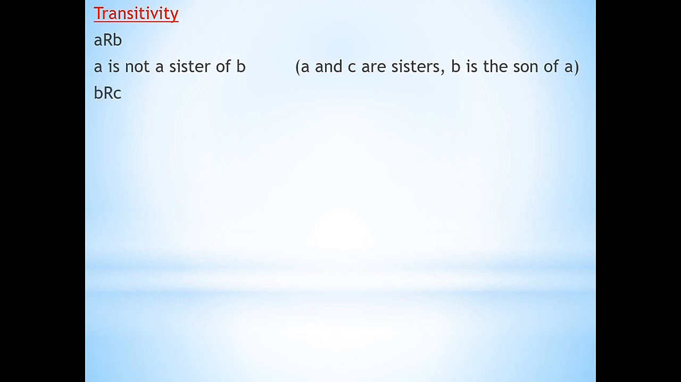Second is B is related to C. How are B and C related? B is a son to A, or you can say C is an aunt to B. So they are not sisters. B is not a sister to C, so this is also true. Now coming to the last one, how are A and C related? A and C are related as sisters. A is a sister to C, so here we failed to prove this property. A is not related to C, so it is not transitive.